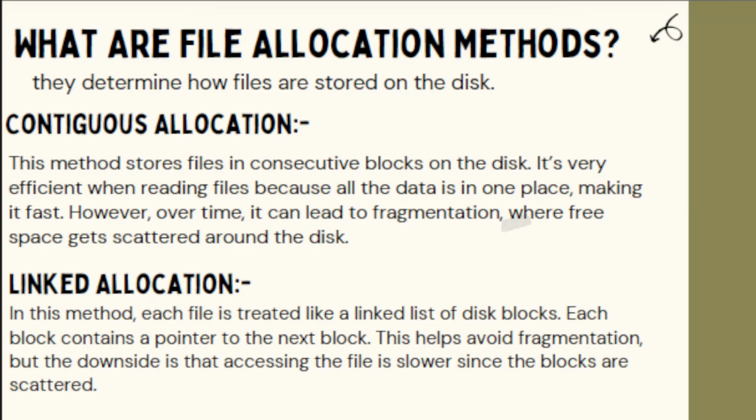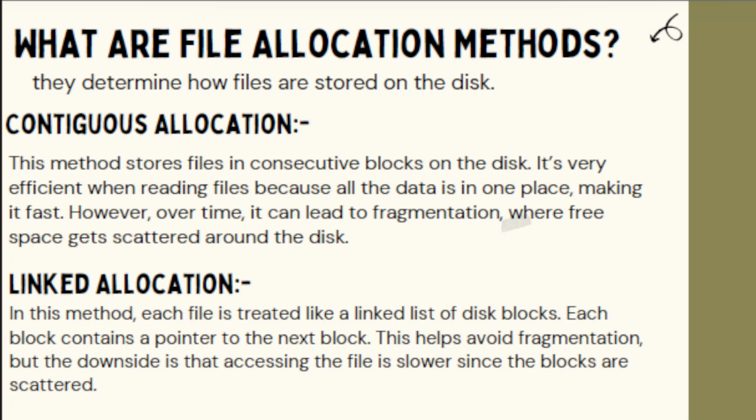What exactly are file allocation methods? Simply put, they determine how files are stored on the disk. Let's take a look at the three most common methods used by file systems. First, we have contiguous allocation. This method stores files in consecutive blocks on the disk. It's very efficient when reading files because all the data is in one place, making it fast.